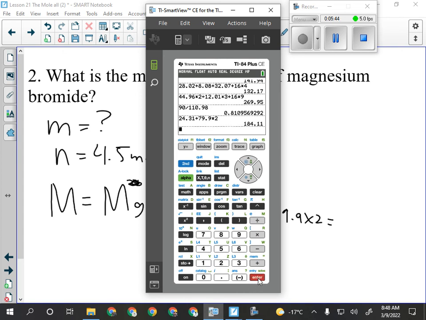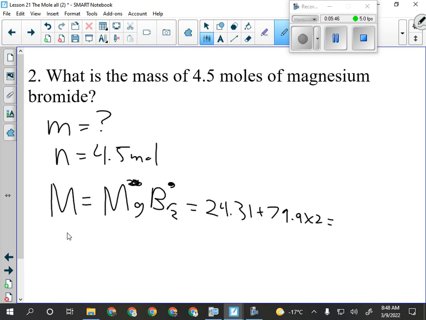So we're looking at 184.11 grams per mole. Okay, so that's what I know. I'm being asked to calculate little m.